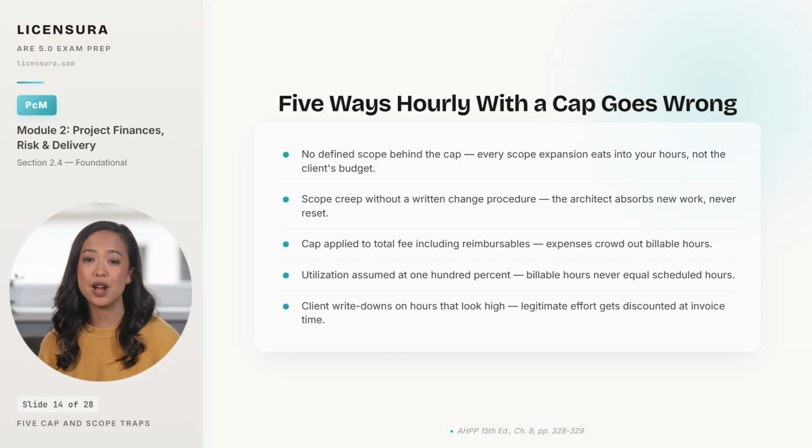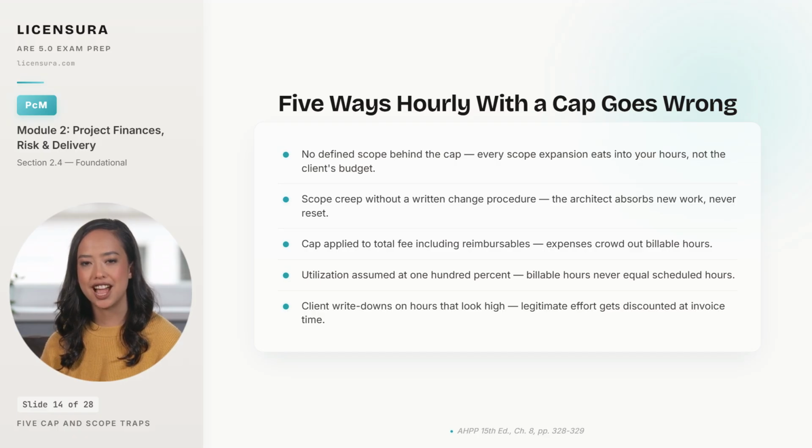5 traps that turn hourly with a cap into a worse contract than a fixed fee. First, no defined scope behind the cap. The agreement names a not-to-exceed number, but never specifies what work it covers, so every expansion eats your hours, and the client treats the cap as the price for anything they ask. Second, scope creep without a written change procedure means the firm absorbs new work that should have been billed, and principals end up exposed to personal liability when a fee dispute later becomes a lawsuit.